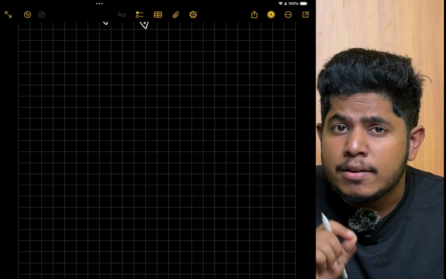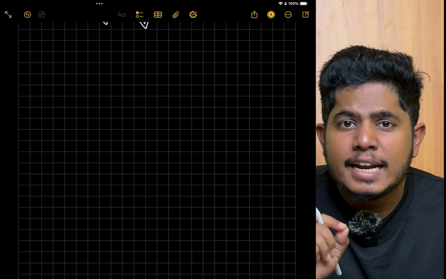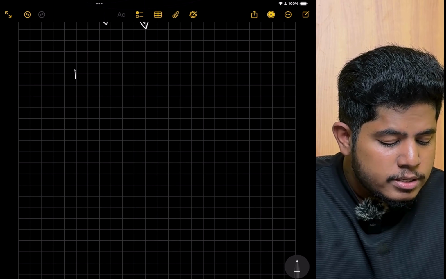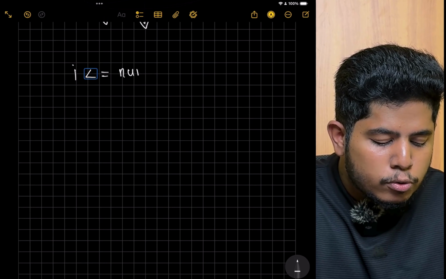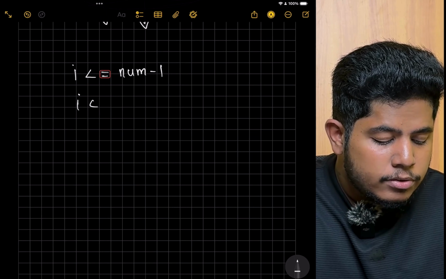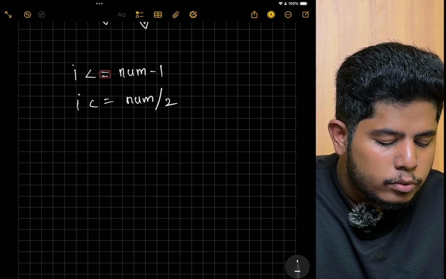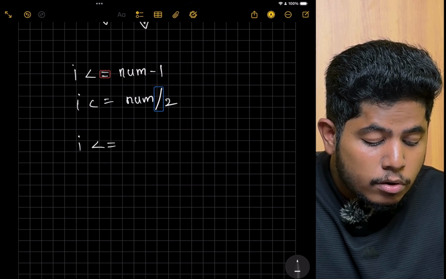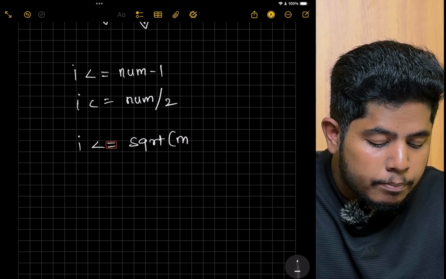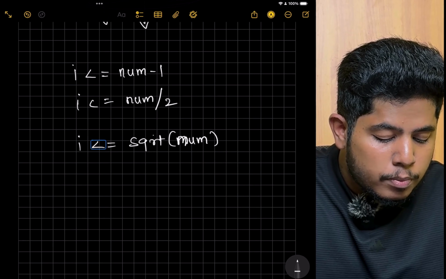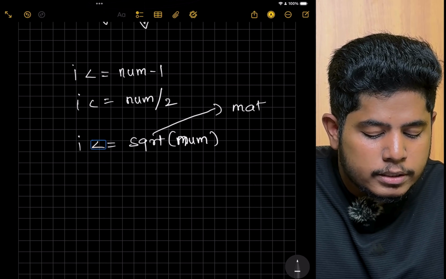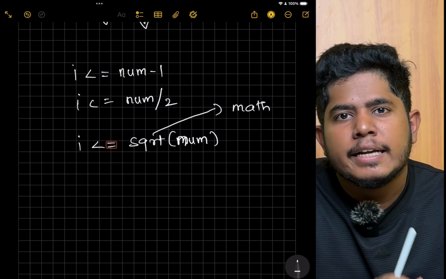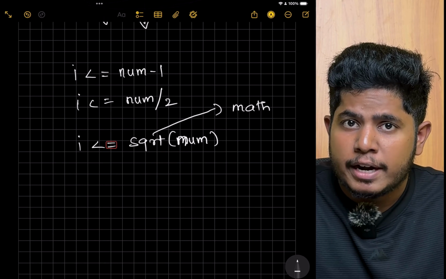What is going to be the condition that we are going to write in the implementation? Let us discuss that beforehand. In the 2 previous episodes, the conditions that we wrote were I less than or equal to num minus 1 and I less than or equal to num divided by 2. Now here the condition should have been I less than or equal to square root of num, whereas square root is going to be an inbuilt function that is available to us via math library. But I'm going to tell you a very different way of writing this condition, much better way of writing this.